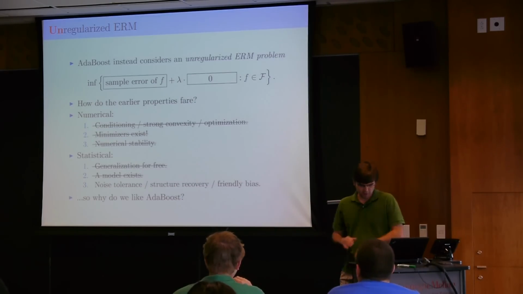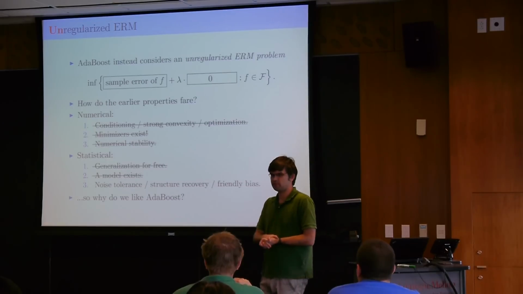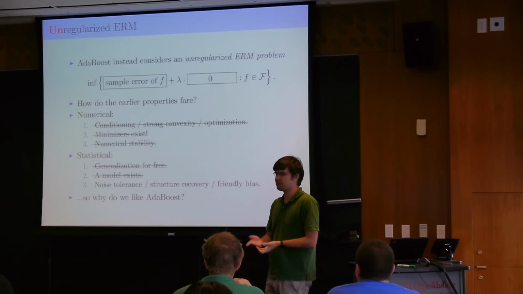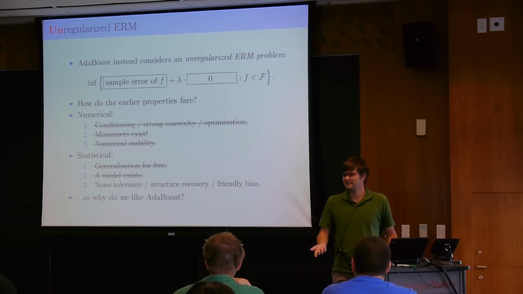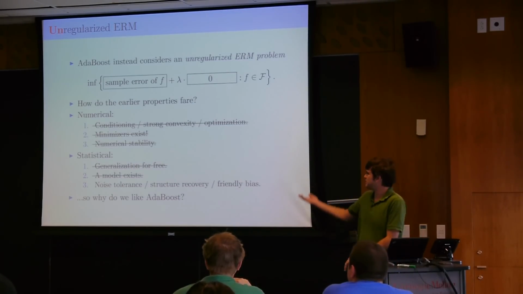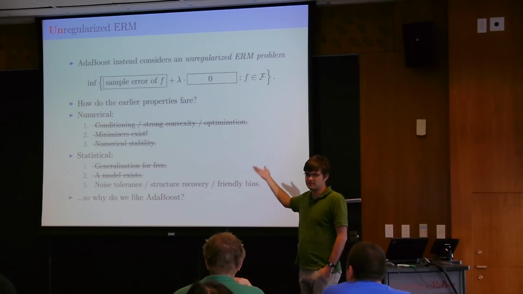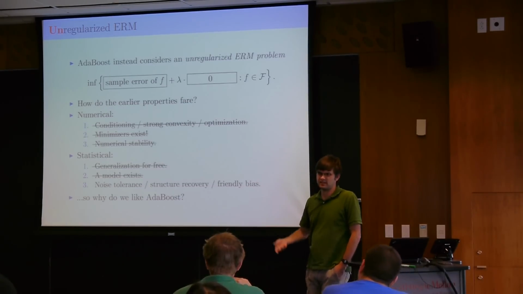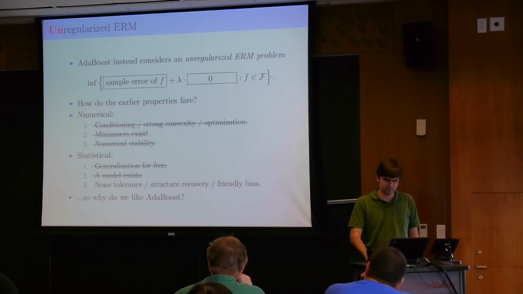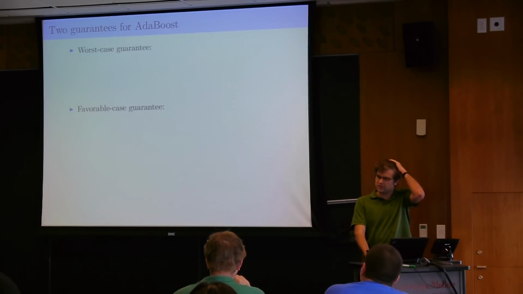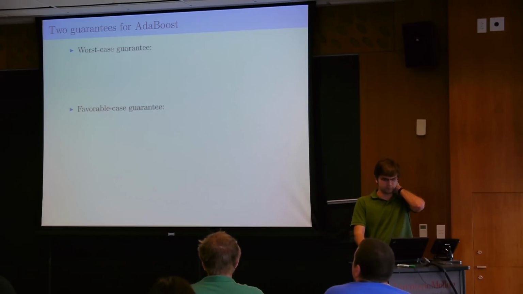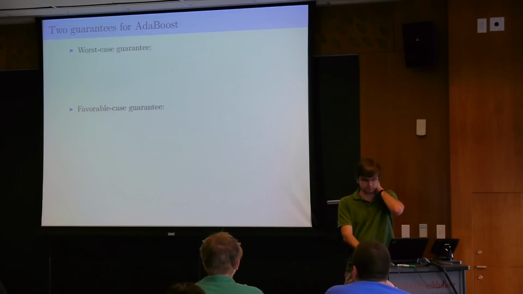Okay, so far though, it looks pretty bad, right? Why would anyone ever use this thing? I think these were pretty easy properties. People like these things, but they all failed. And so the reason we like the algorithm comes down to two different guarantees. I picked what I personally feel are the main reasons the algorithm works well.